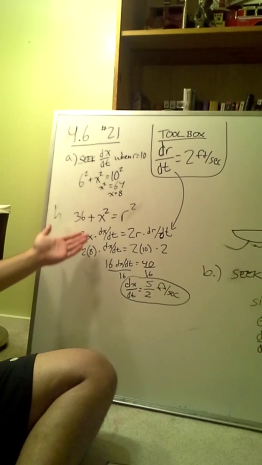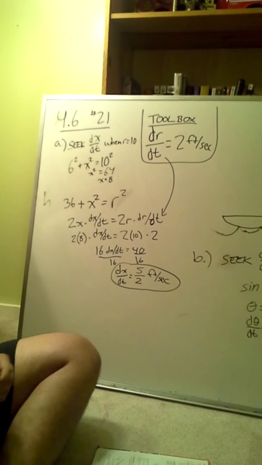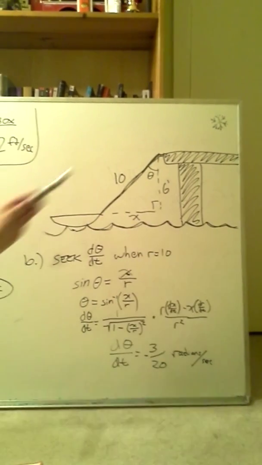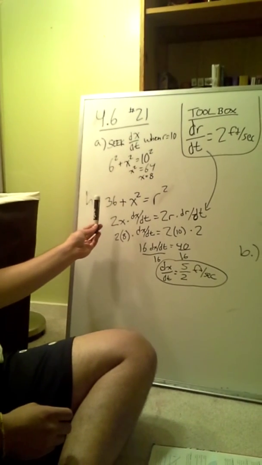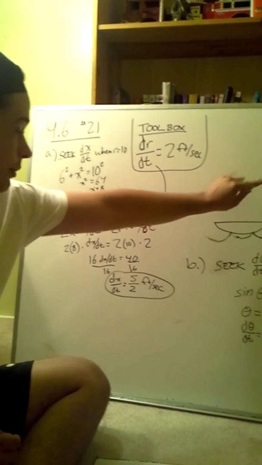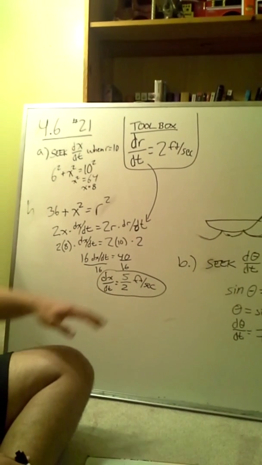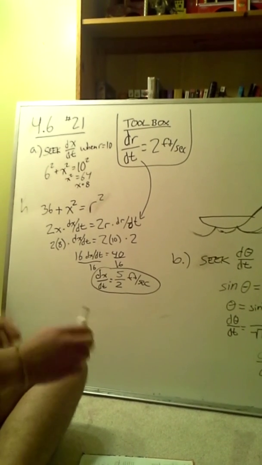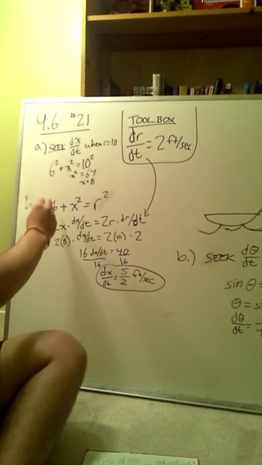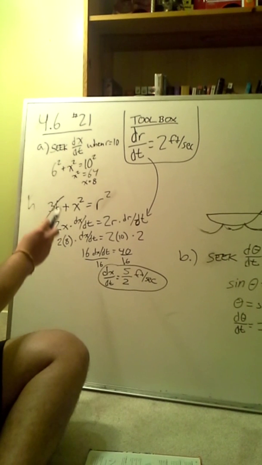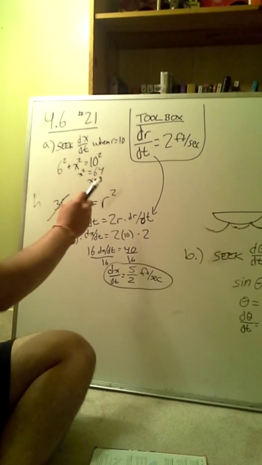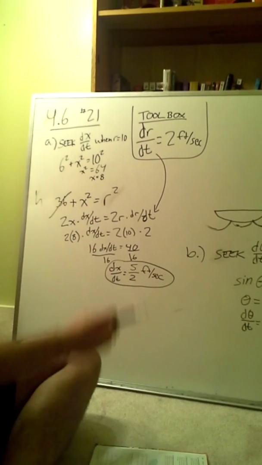So let's just look at the Pythagorean theorem, right? This squared plus this squared equals this squared. So let's go 6 squared plus x squared equals r squared. We're not going to put in 10 yet. Since 6 squared is a constant, you have to take the derivative of this, and it cancels out. The derivative of x squared is 2x times dx/dt. And the derivative of r squared is 2r times dr/dt.